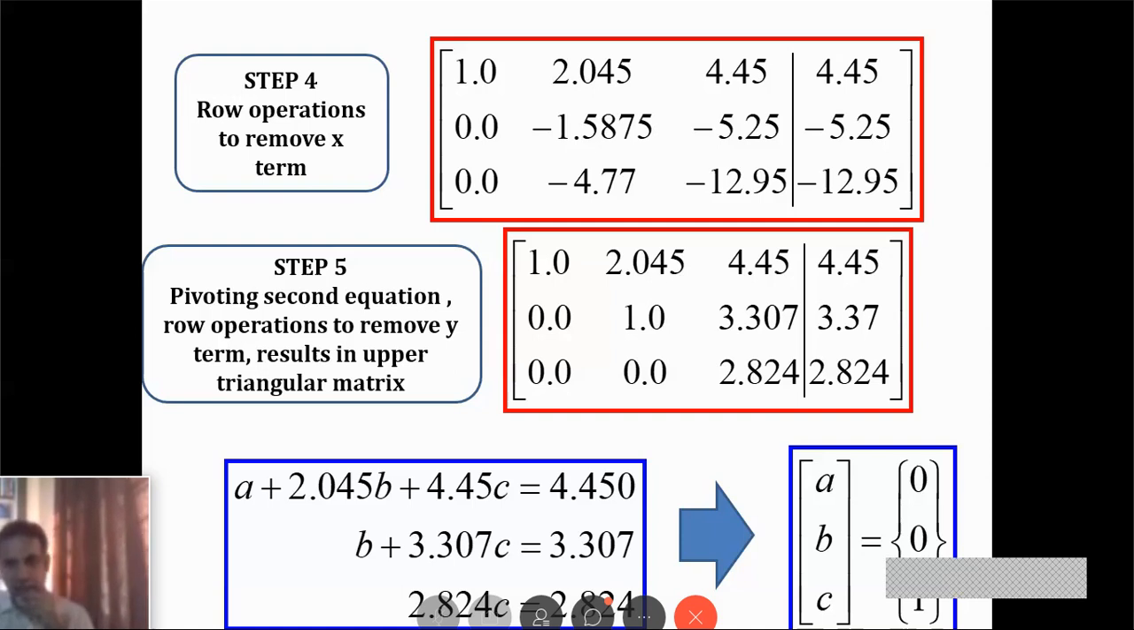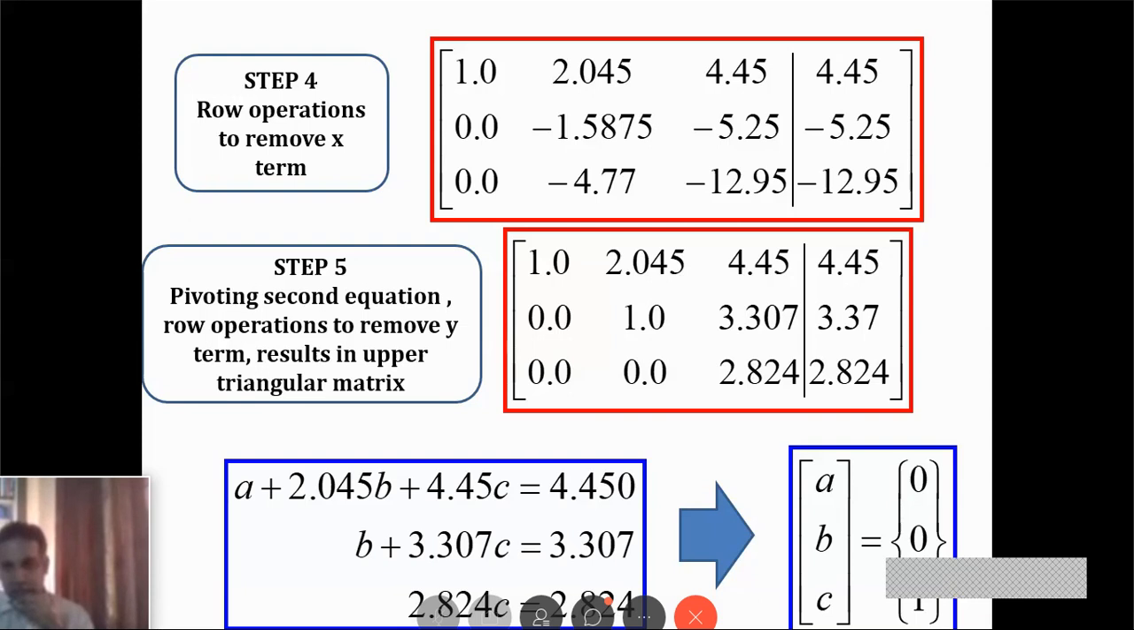I get that. Same way I am applying here, minus 12.95 minus 4.75 multiplied by minus 5.2. You apply this, and the matrix is getting reduced to a triangle. This is equivalent to writing this.